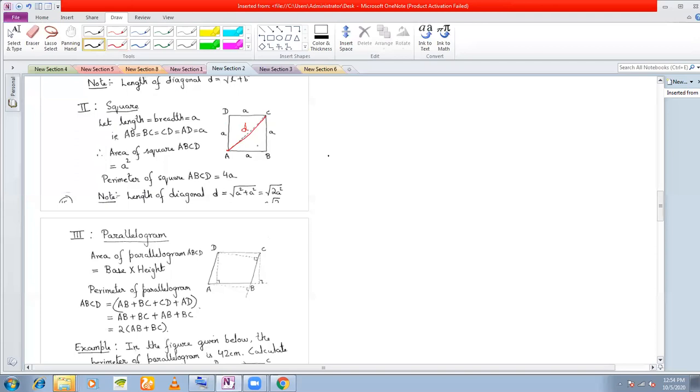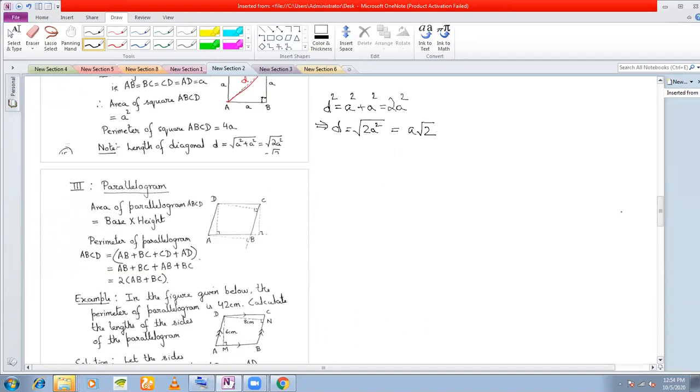Then according to Pythagoras theorem, this is a 90-degree angle. So hypotenuse square is equal to perpendicular square plus base square. So you get D square is equal to 2a square. That means the length of the diagonal D is square root of 2a square. It's a pure surd. Convert to a mixed surd, you get a root 2. So this is the length of the diagonal.